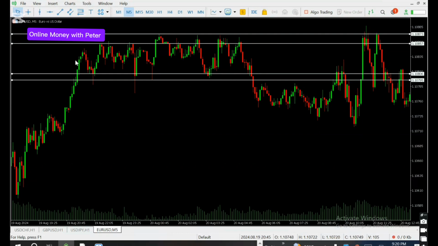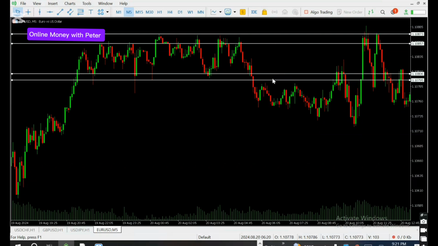It cannot be sideways forever, or be a choppy market forever. If it's trending up, it cannot trend up forever. If it's trending down, it cannot trend down forever. You have to get to a point where it's going to break out or reverse and go in the opposite direction. As it is here, it ranged for some time, and then it broke out of the range.